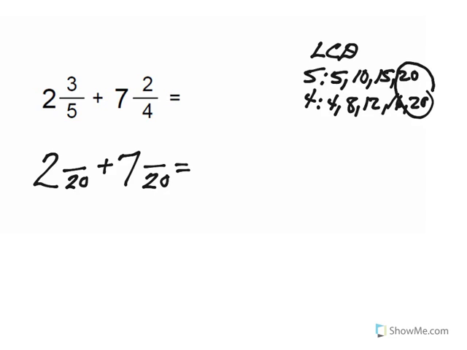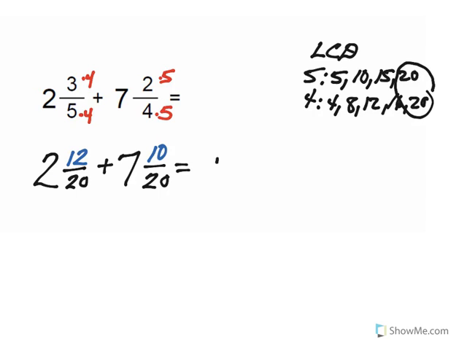Here I know that to get 20 from 5, I need to multiply by 4. And if I multiplied the denominator by 4, I must also multiply the numerator by 4, which gives me 12. Over here, I know I multiply 4 times 5 to get 20. And if I multiply the denominator by 5, I must also multiply the numerator by 5, and 2 times 5 is 10. So now I can add up.